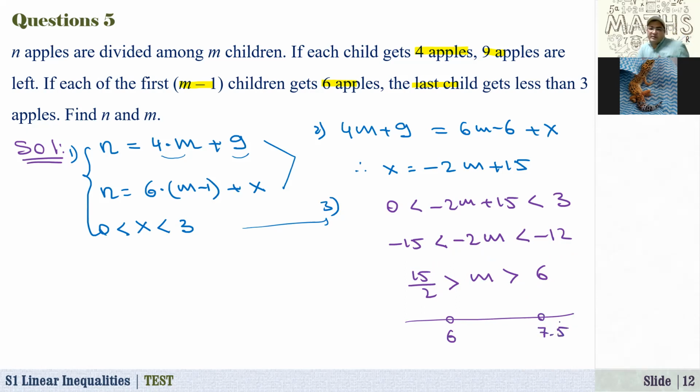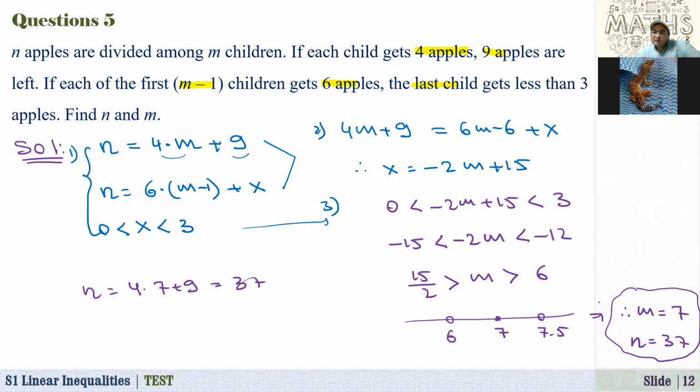Since we are talking about the number of people, it must be a whole number or positive integer. The only whole number between 6 and 7.5 is 7. So M is equal to 7. If M is equal to 7, what is N? Substitute: N is equal to 4 times 7 plus 9, 28 plus 9, that is equal to 37. So actually 37 apples were shared by 7 children.